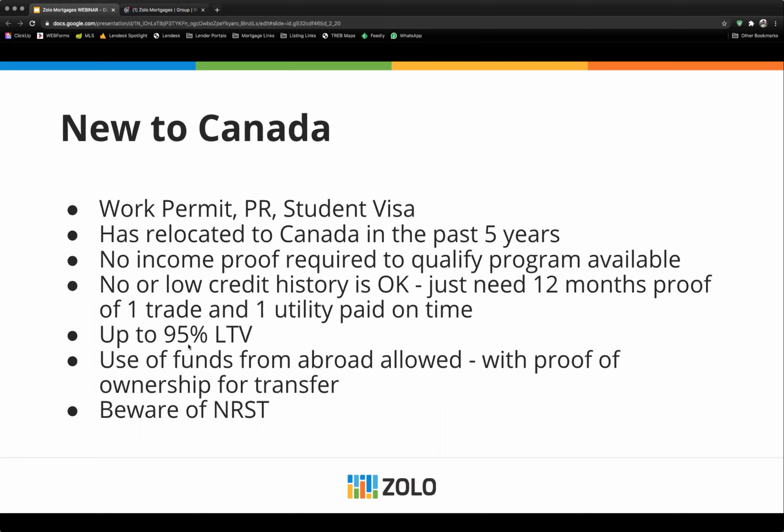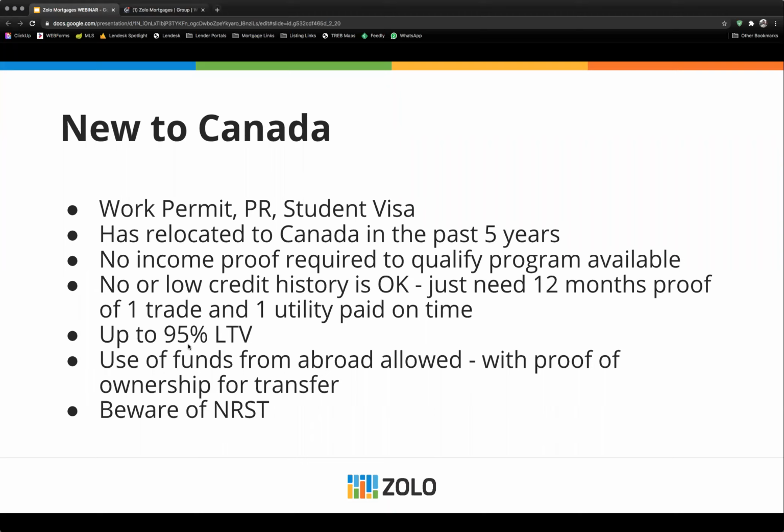Basically a client with very little down payment and no credit history can still qualify for rates like the 1.34 I mentioned for a new immigrant. That's amazing. That's going to be a huge boon for a lot of your clients who may be looking at leases. The use of funds from abroad is allowed. Essentially, let's say the client has a large down payment in India. They're allowed to bring that money to Canada and use it towards their down payment here. All we need is the bank statement from India, showing the money leaving their Indian account and arriving in Canada.